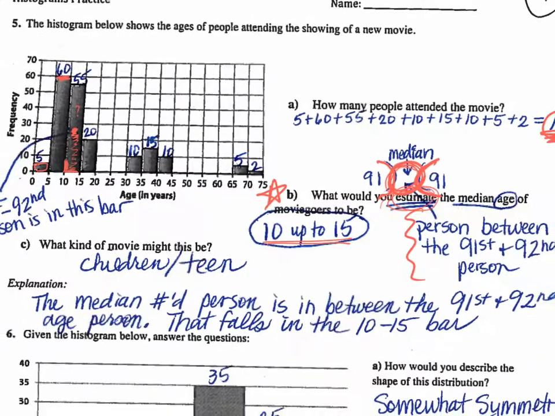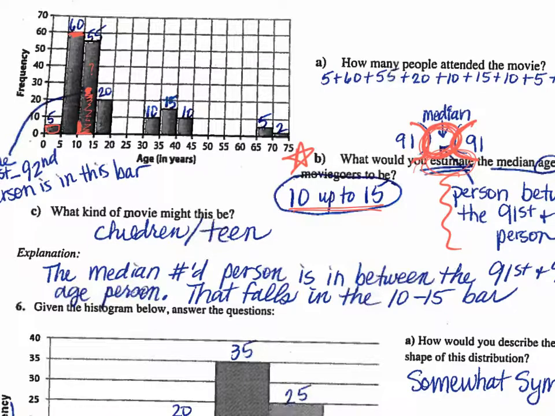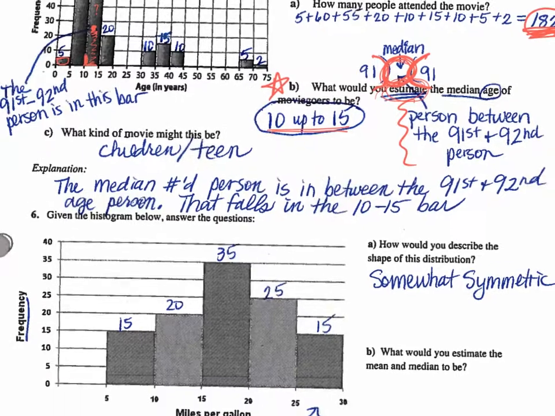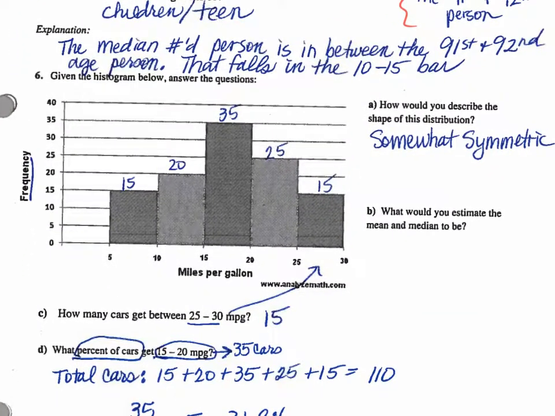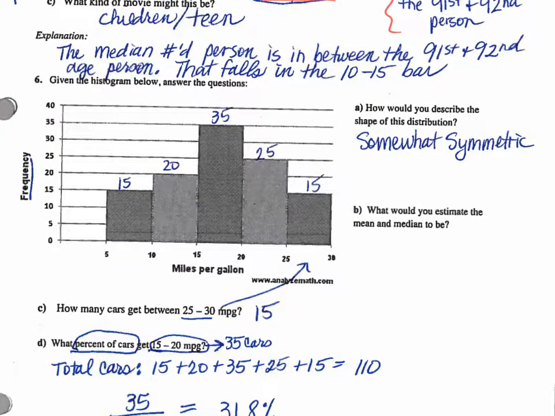Okay, and then the other questions were just about that. What kind of movie might that be for, children or teens? And then explained how I did that, and I just talked about being between the 91st and 92nd. Okay, next, this picture is somewhat symmetric. What would you estimate the mean to be? I mean, because it's symmetric, it's probably going to be somewhere in here. Did somebody put somewhere around 17.5-ish? You know, we're actually going to talk about that relationship between the mean and the median today.